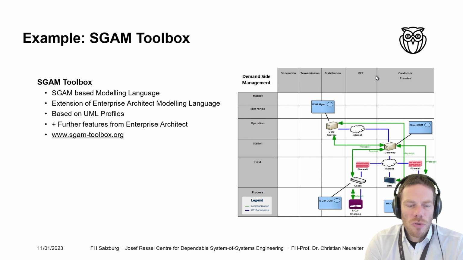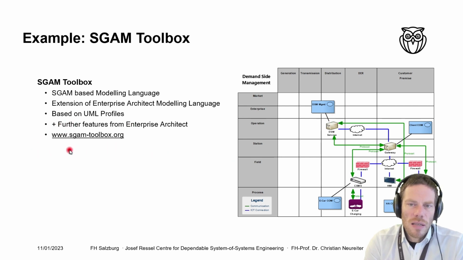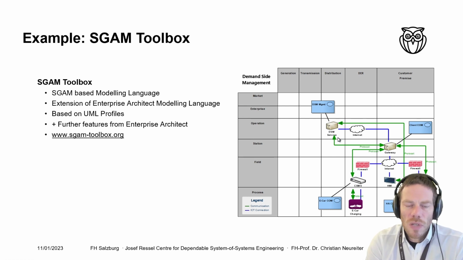So if you want to experiment with it, this SGAM-based domain-specific language, we've published it under the working title SGAM Toolbox. And if you want to, you also can download it at sgam-toolbox.org. It's free to use. So the result here is people see pictures they already know, though they are just projections from a centralized object-oriented model, as we've seen before.